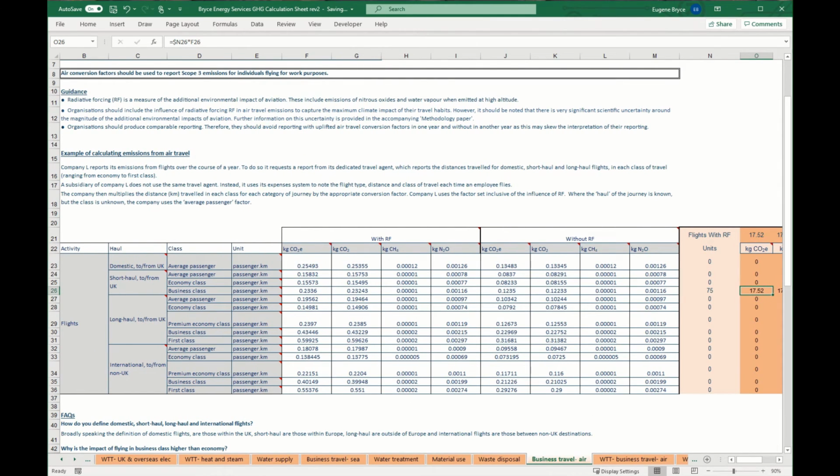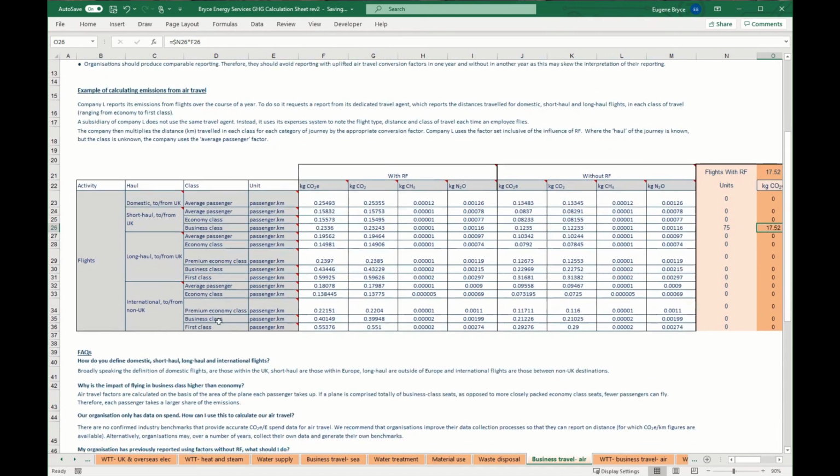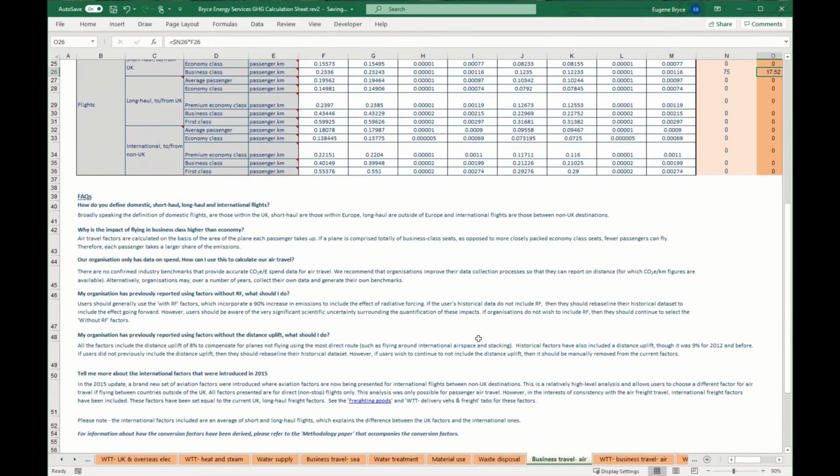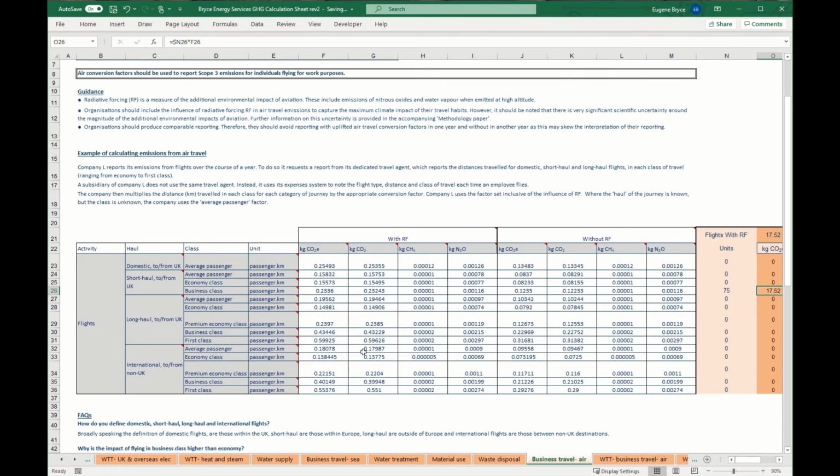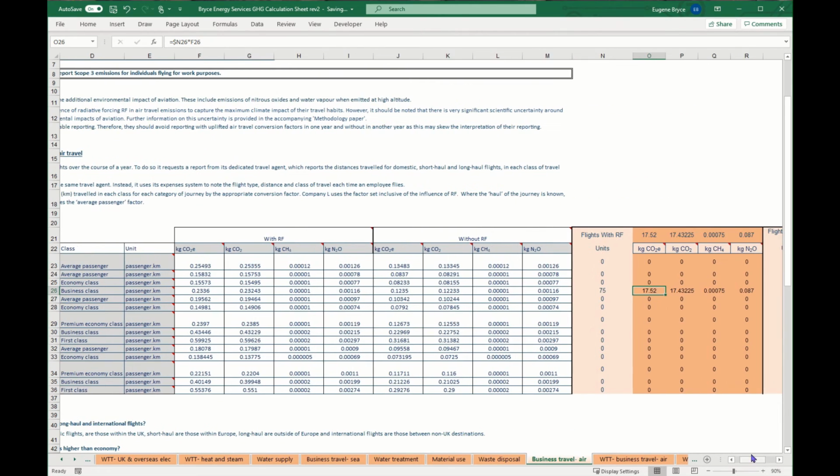That's kilometers. We had 75 flights. So what we need to do is estimate the kilometers. So 75 average short haul business class, let's say 500 kilometers. Get my formula right. So 37,500. Normally these are available on the ticket.